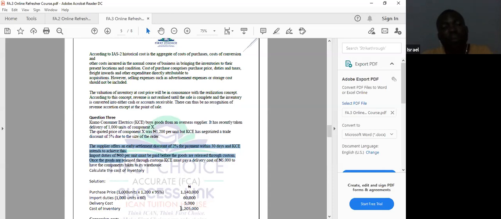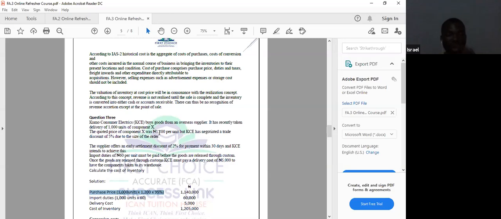We have what we call the purchase price. Now, this purchase price will always be less of trade discount. How many units are we buying? We are buying 1,000 units at what rate? 1,200. But what is the discount given to us? The discount given to us is 5%, which means that instead of paying 100% of the money, we'll be paying 95%.